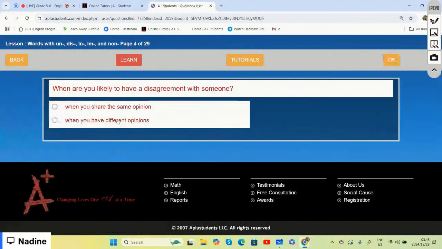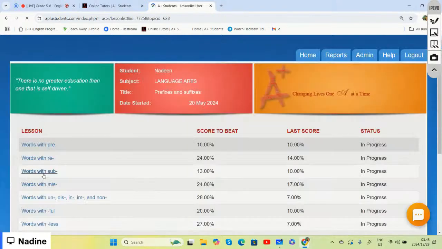All right, so this is now the end of our lesson on prefixes and suffixes, and we went over the prefixes mis, un, dis, in, im, and non, and we said that it either means the opposite or it means not, or it means incorrectly or badly, right? And knowing the meaning of a prefix will help you to determine the meaning of the new word that it creates. And a prefix is a word part that you add at the beginning of the root word to create a new word.